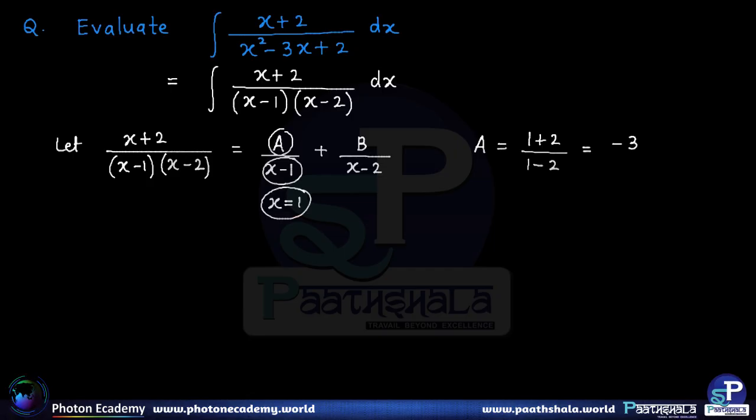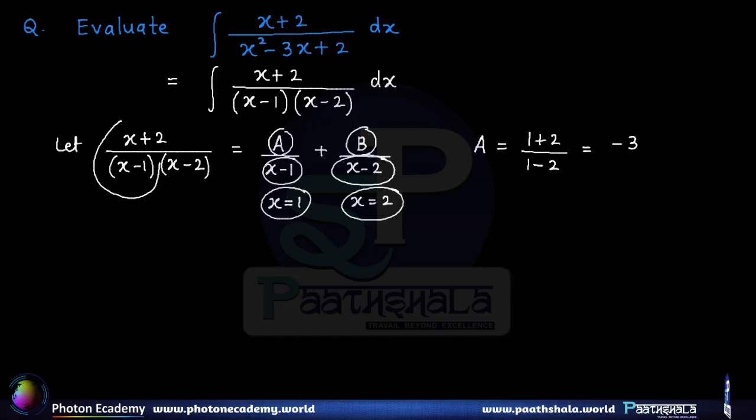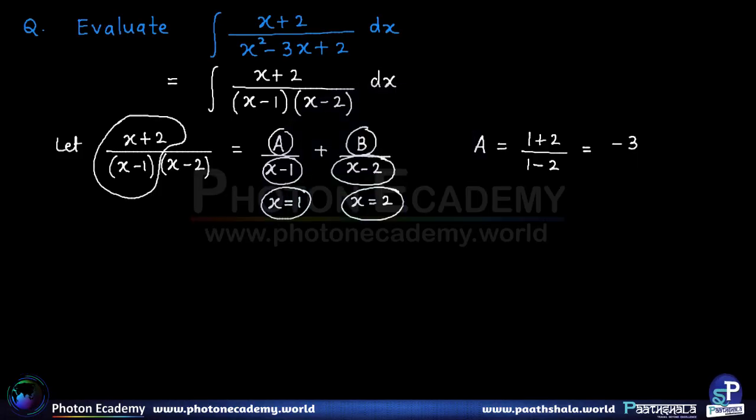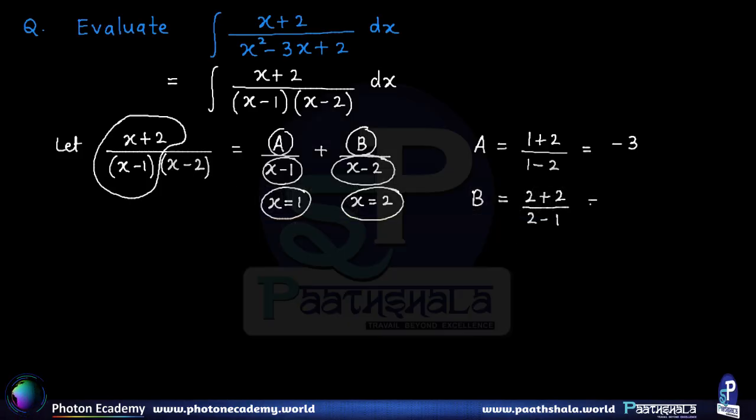Now to get B, we have to make its denominator 0, so that means we have to put x as 2. And where do we have to put x as 2? That is in the expression on left hand side, excluding the factor which is the denominator of B. So therefore after putting x as 2, we get B as 2 plus 2 upon 2 minus 1. Right? So that is nothing but 2 plus 2 is 4 upon 1 is 4. So A is minus 3 and B is 4.